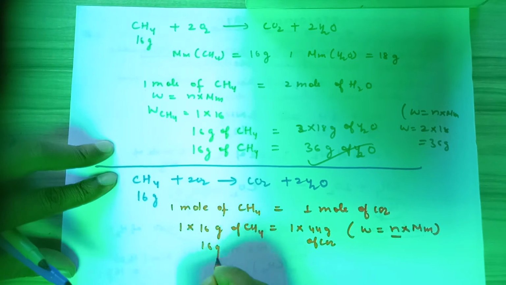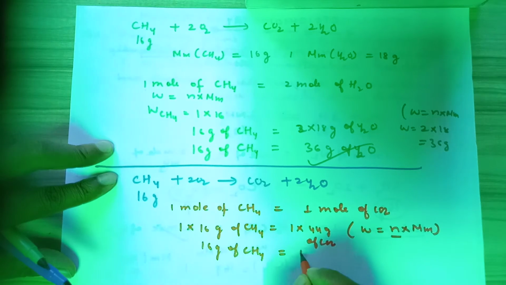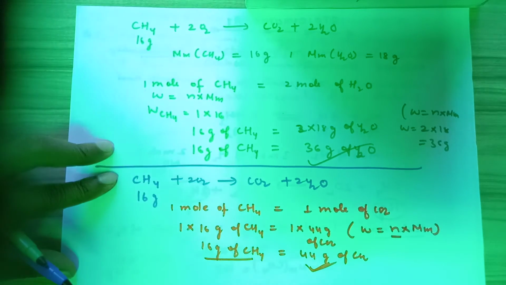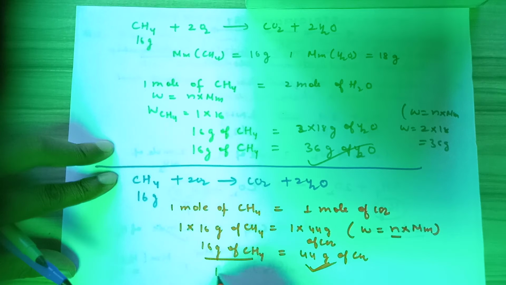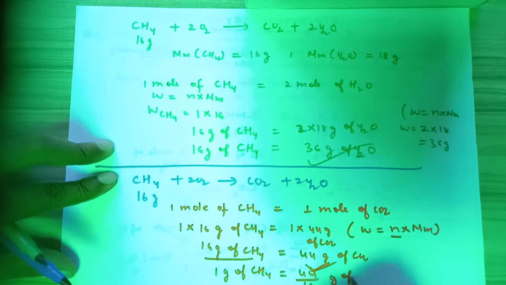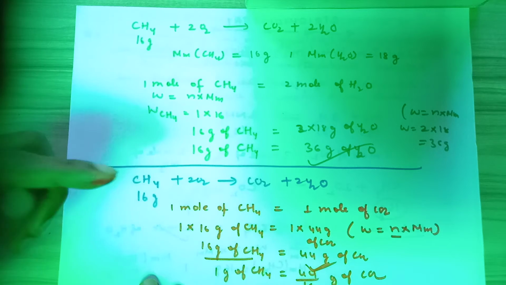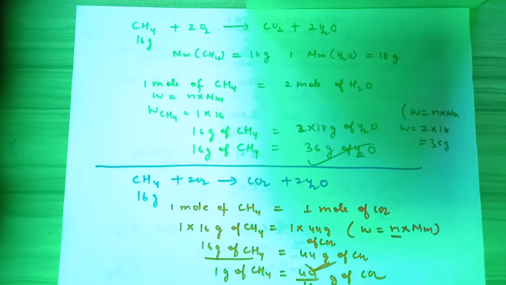Now we can say that 16 gram of CH4 gives us 44 gram of CO2. So in this way we can say that 16 gram of CH4 will give us 44 gram of CO2. So if we have to find it for 1 gram of CH4, it will be 44 by 16 gram of CO2. So we have to find it for 16 gram, so it will be 44 gram of CO2 only.